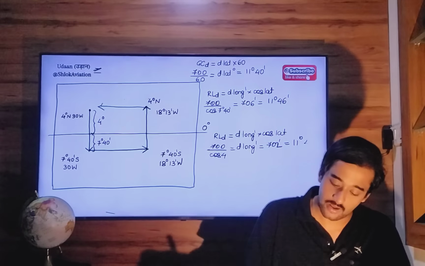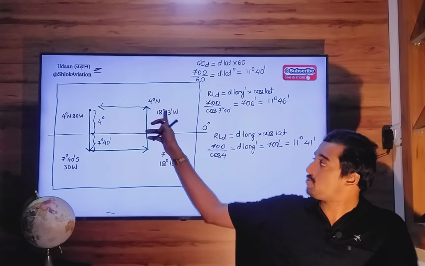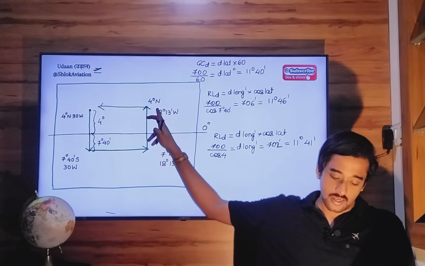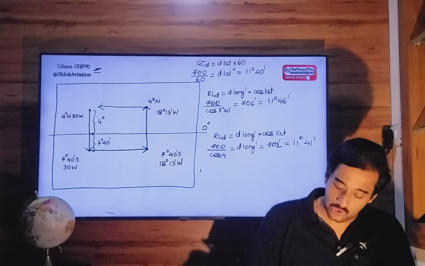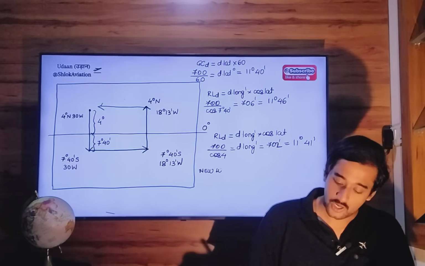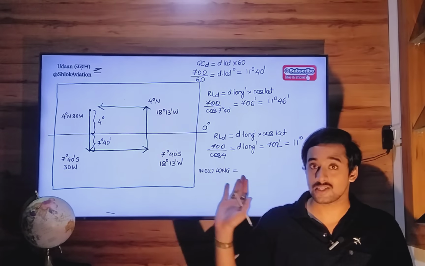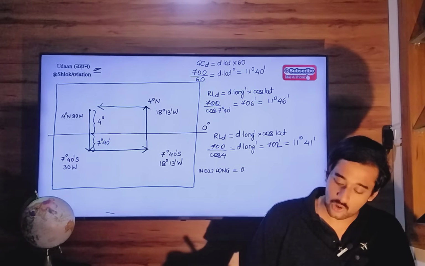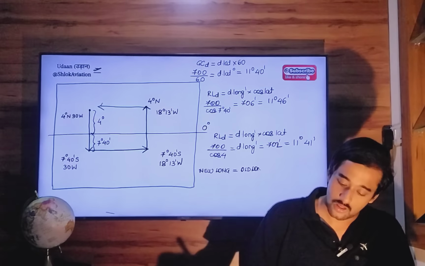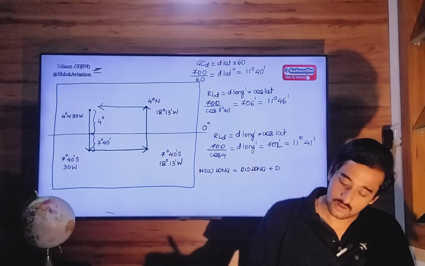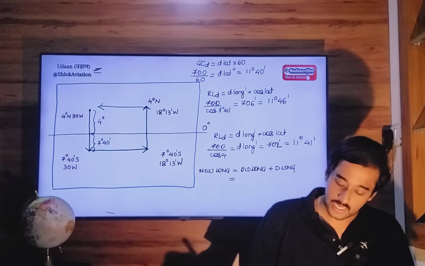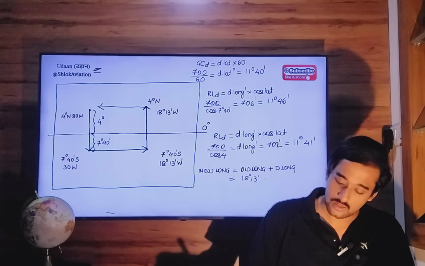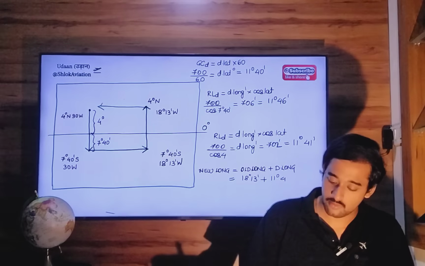11 degree 41 minutes. So your new longitude will be, you are in the western hemisphere and you are traveling westerly, so old longitude plus d long. So 18 degree 13 minutes plus 11 degree 41 minutes.